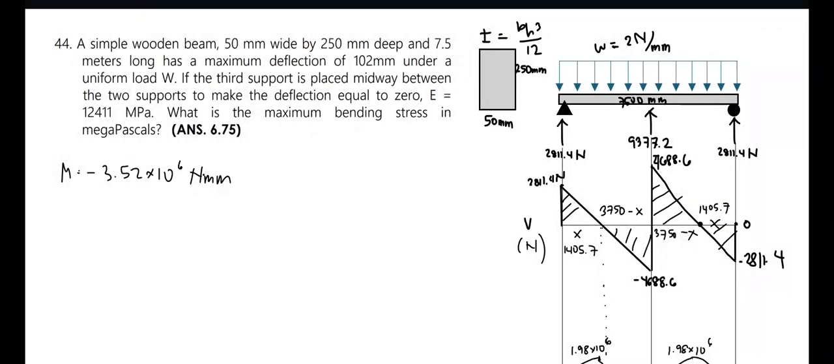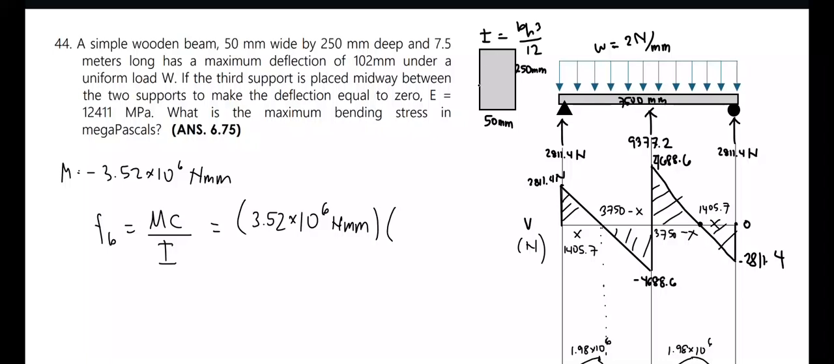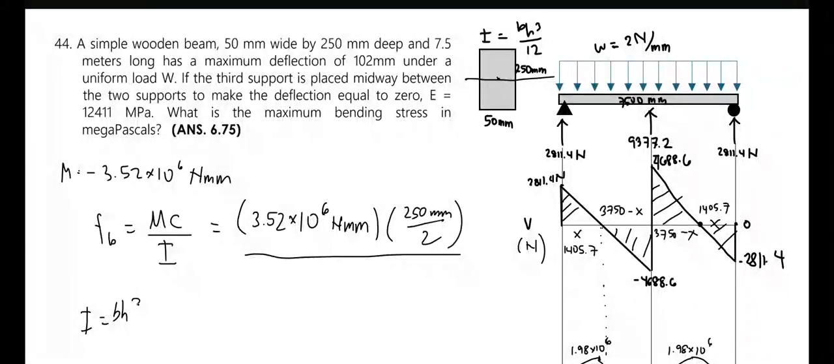Now we can solve for the flexural stress. That is equal to moment times the distance from the neutral axis to the outermost fiber divided by the moment of inertia. We get moment equal to 3.52 times 10 raised to the power of 6 Newton millimeters times the distance from the outermost fiber to the neutral axis, which is at the center of the rectangle. That is equal to 250 millimeters divided by 2, divided by the moment of inertia, which is given by the expression bh cubed divided by 12. We have a base of 50 millimeters times a height of 250 millimeters cubed divided by 12.